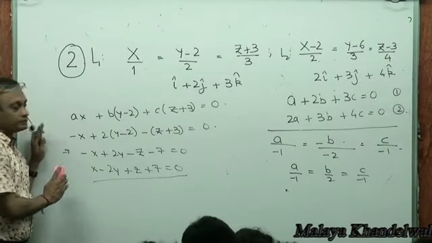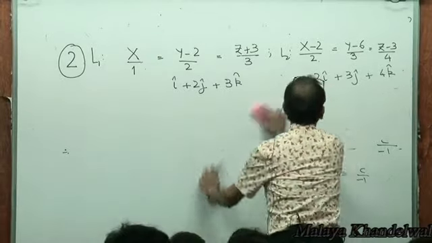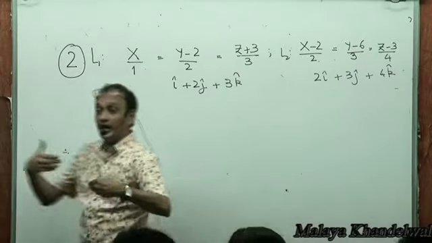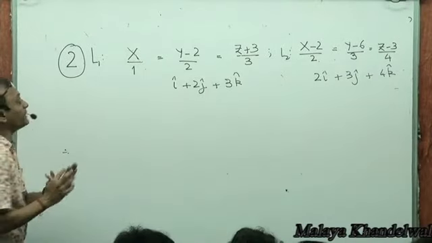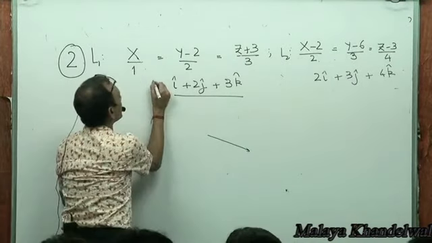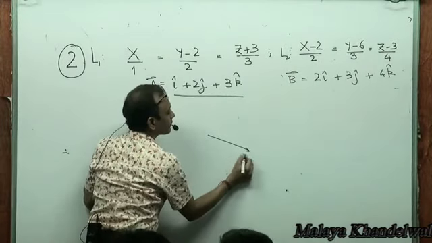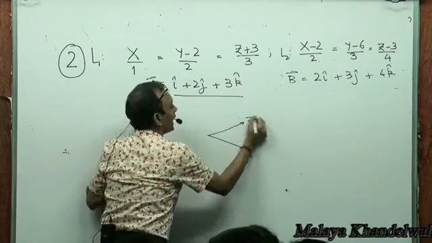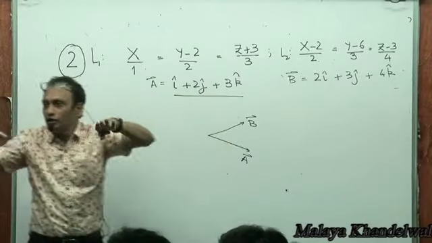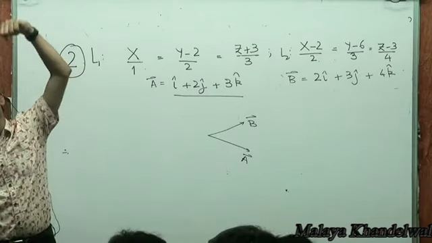Can I wipe this off? What could have been done is to find ABC, which will give me the normal to the plane. ai plus bj plus ck will give me the normal to the plane. See, this is one vector, say A. This is another vector B. Both A and B are parallel to lines L1 and L2, and therefore A and B are parallel to the plane. But what I need is a vector perpendicular to the plane.